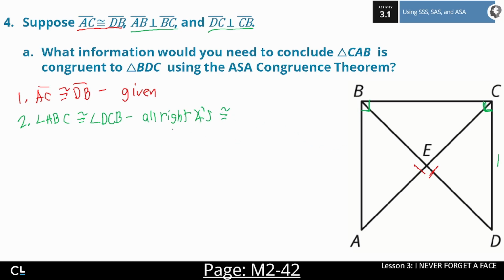All right angles are congruent. So we could write that. All right angles congruent. That's my reason why. Now, we're not told any other information. But once again, these triangles are overlapping.